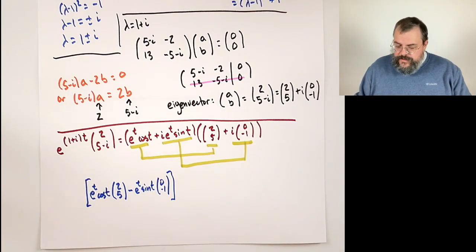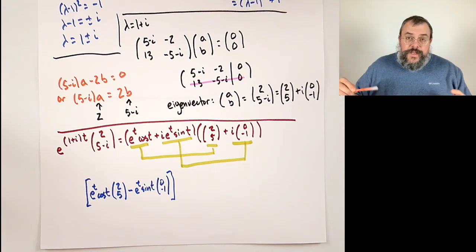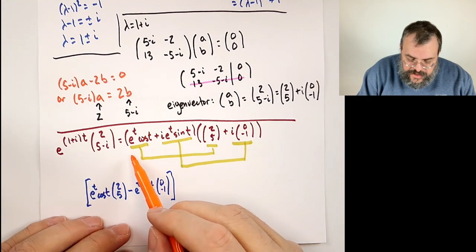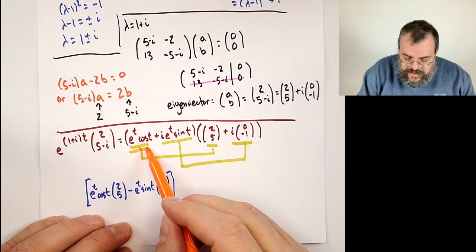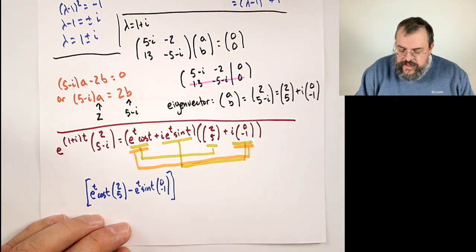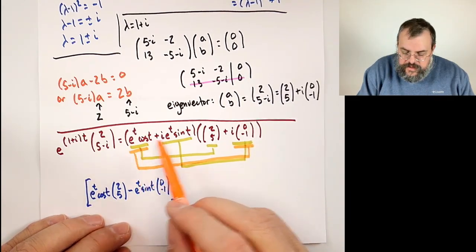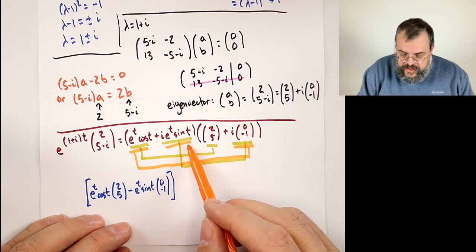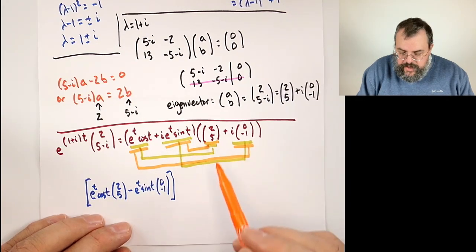Now the other solution is going to come from the imaginary parts. And the way we get our imaginary parts, well, you'll multiply e to the t cosine t by the I, 0 minus 1, so the outer parts, and the e to the t sine t by the 2, 5.